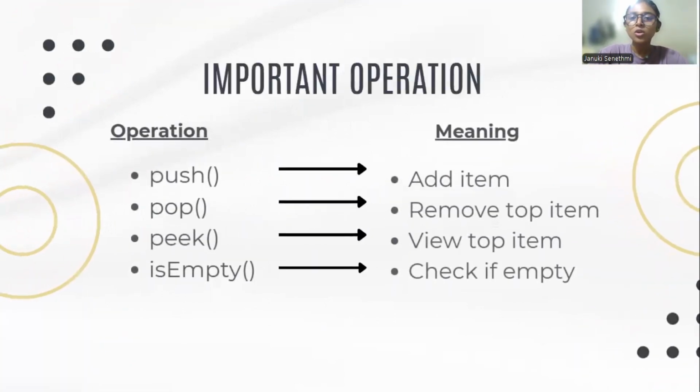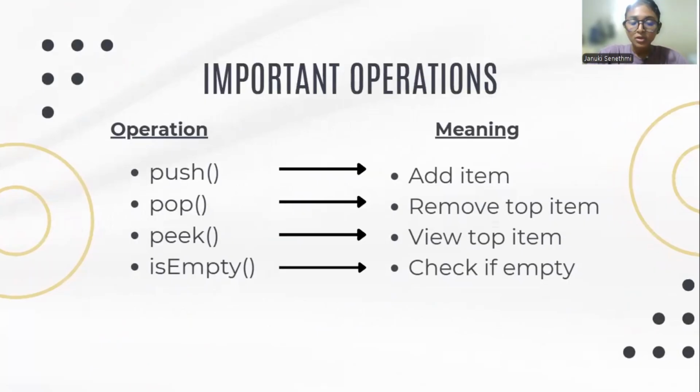So what are the important operations in this stack? First one is push, which means add an item to the stack. Second one is pop, which means remove the top item. Third one is peek. That means view the top item. IsEmpty is used to check if the stack is empty. Think of a stack like a pile of plates. You place new plates on the top and you also remove them from the top.